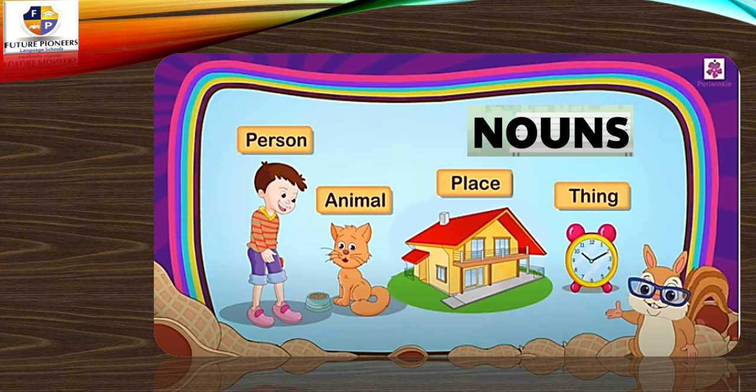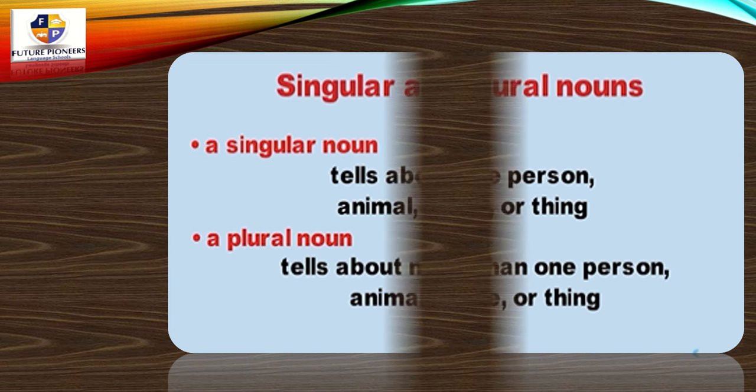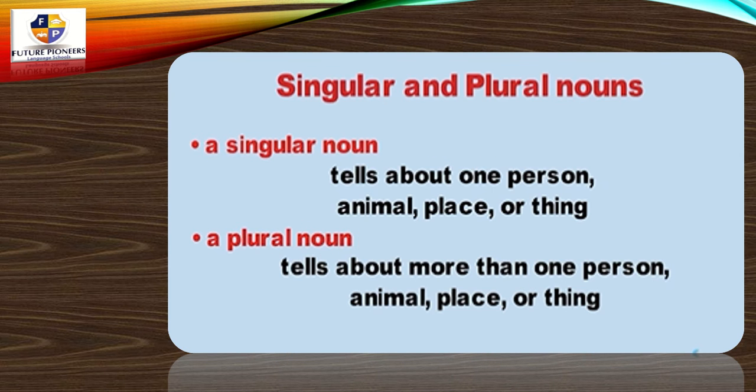Here we have nouns. What are nouns? They are names of person, animal, place, or thing. The singular noun tells about just one person, just one animal, just one place, or just one thing. Like when I say just a boy, a dog, school, or just one table.